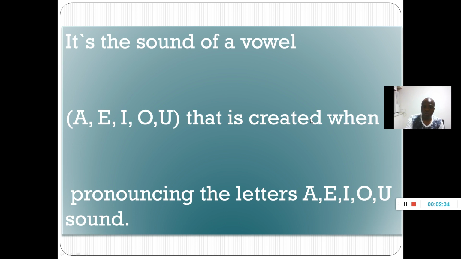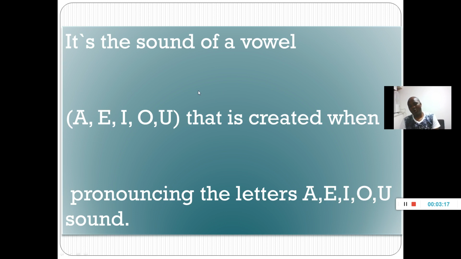So when I read the whole thing one more time, a syllable is the sound of a vowel, a, e, i, o, u, that is created when pronouncing the letters a, e, i, o, u. That's what we're talking about. So a syllable is when a sound of a, e, i, o, u is created in a word. Mathematically, one sound of a vowel equals one syllable.